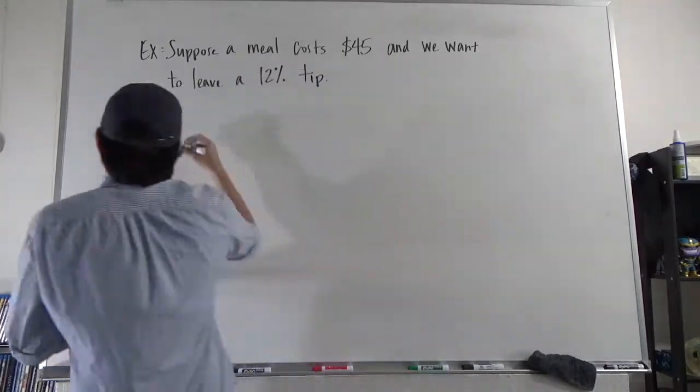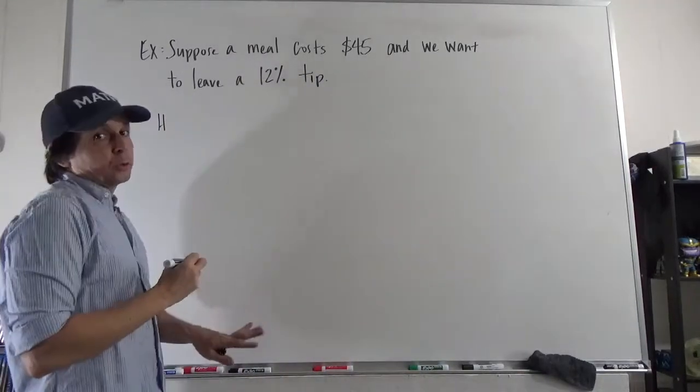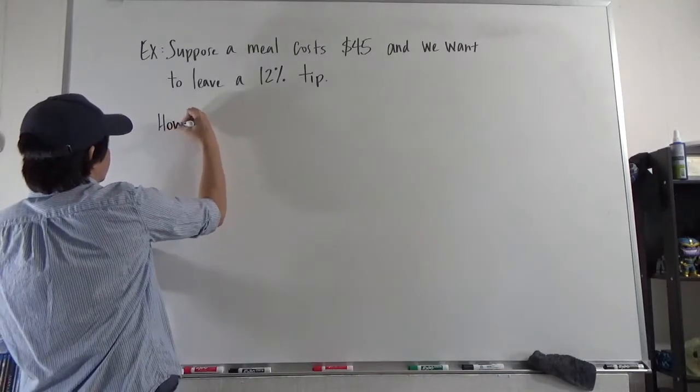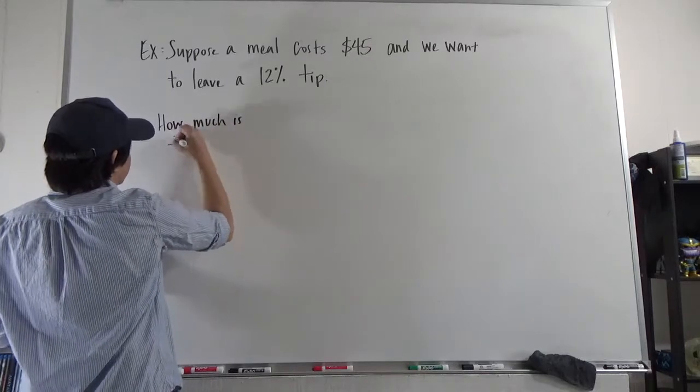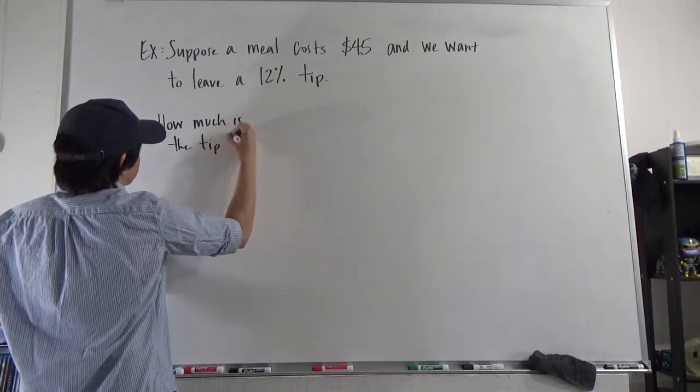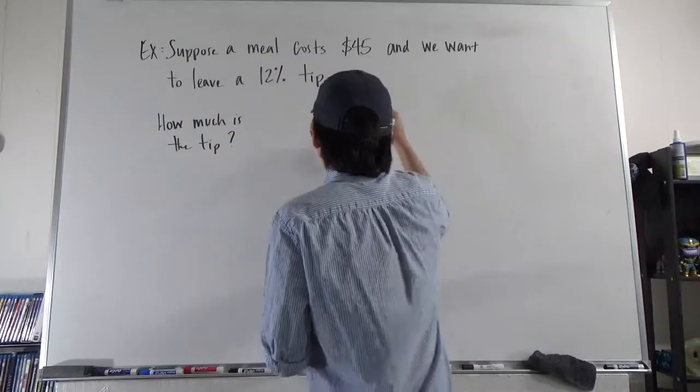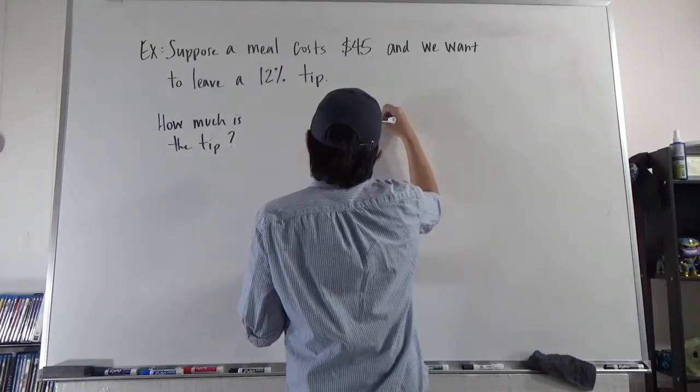Okay, we're not getting to the new things yet. I'm going to go with the old school way, which is to just compute the tip first. How much is a tip? And then what will be the total cost including the tip?